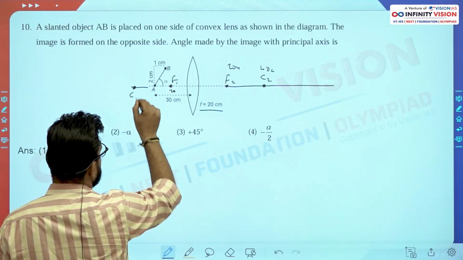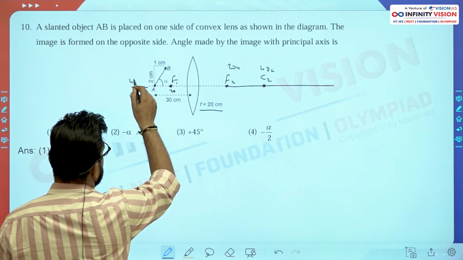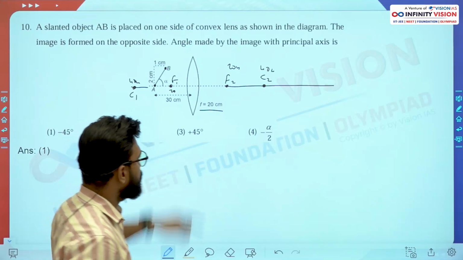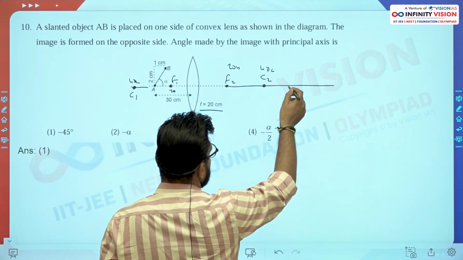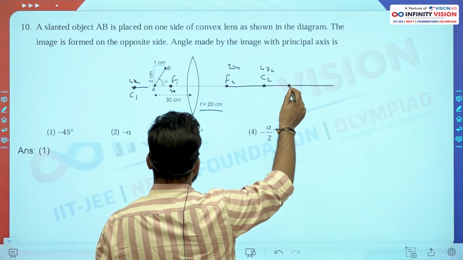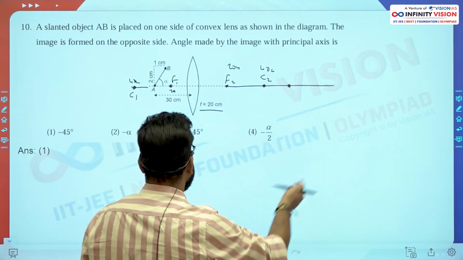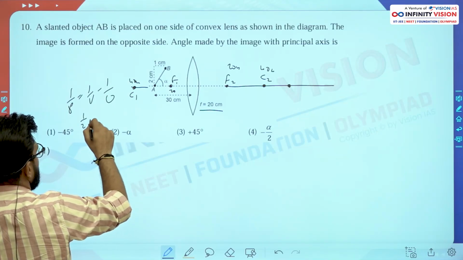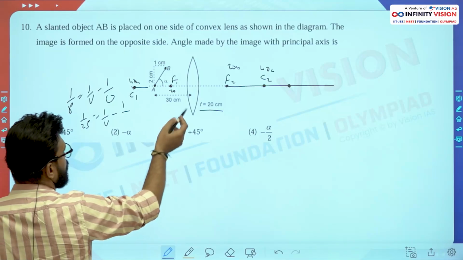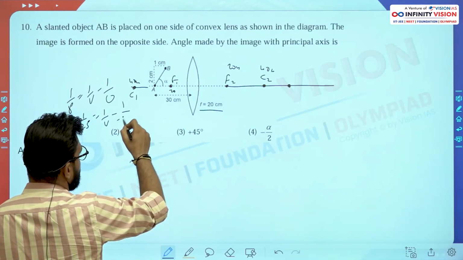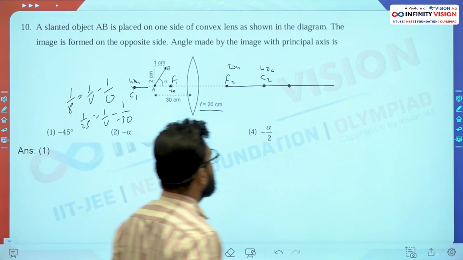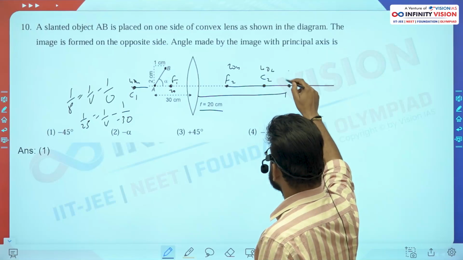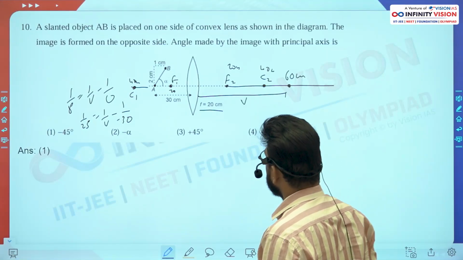And this is your C1, which is at a distance of 40 centimeter. So this is between C1 and F1. The image would be formed beyond C2, somewhere beyond C2. Using the formula 1 upon F is equal to 1 upon V minus 1 upon U, where F is 25 and U is minus 30, you can easily calculate this distance V as 60. V comes out to be 60.